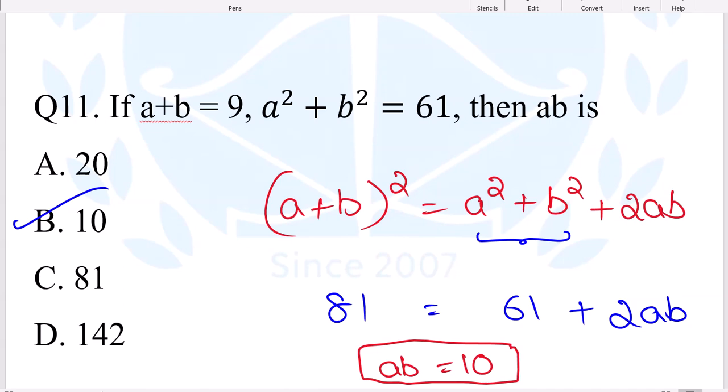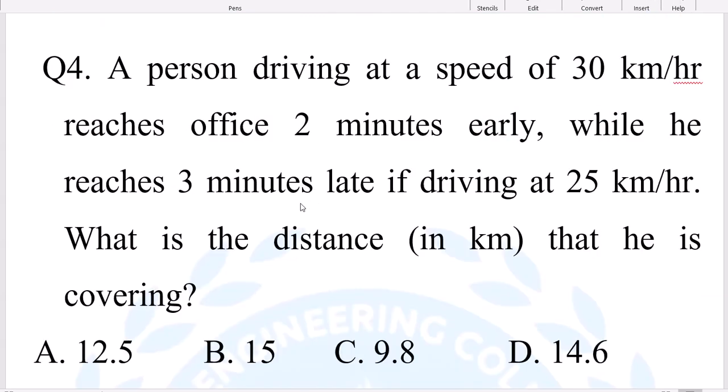Question number 4. Now, the question asked by your friends is question number 4. This is related to time and distance. Time, distance, and speed, TDS. Time, distance, and speed related topic. Here, a person driving at a speed of 30 km per hour reaches the office 2 minutes early.